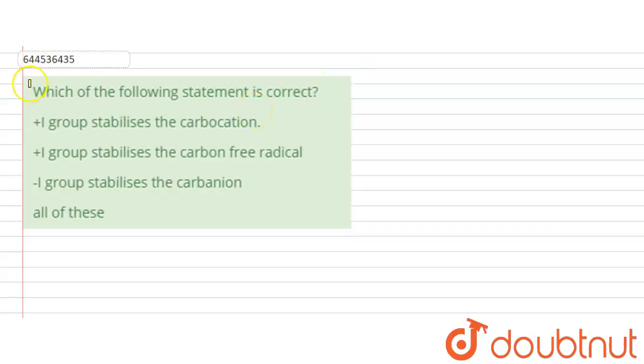Hello everyone. So let's see this question. In this question it is given, which of the following statements is correct? The first is that plus I group stabilizes the carbocation, then plus I group stabilizes the carbon free radical, and minus I group stabilizes the carbanion, and fourth is all of these.